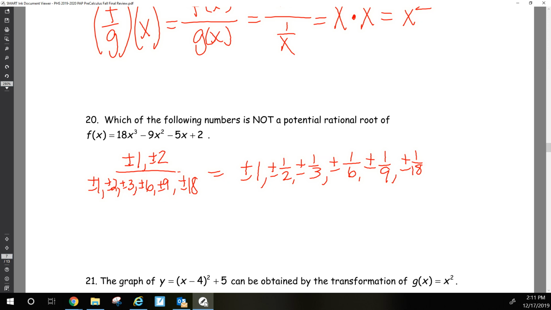Now 2 is going to give us a little relief because some of them will reduce down to something we already have. The first one is 2 divided by 1, that's going to be 2. 2 divided by 2 reduces down to 1, we already have it. And then we've got 2/3. Then 2 divided by 6 reduces down to 1/3, which we have. Then we've got 2/9. And then 2/18 reduces down to 1/9, which we already have. All right, those are the possible rational roots.